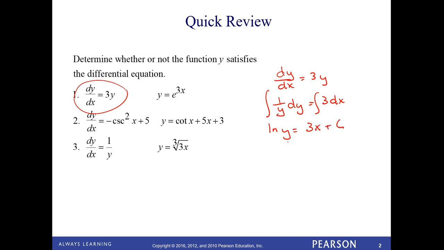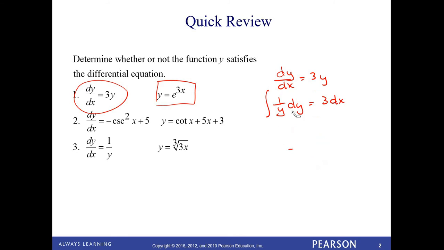To solve for y, I'm going to exponentiate: y equals e to the 3x plus c, which is e to the c times e to the 3x. And e to the c is some constant. So yes, this could satisfy the differential equation. Try 2 and 3 on your own real quickly, and then we will look at those together.